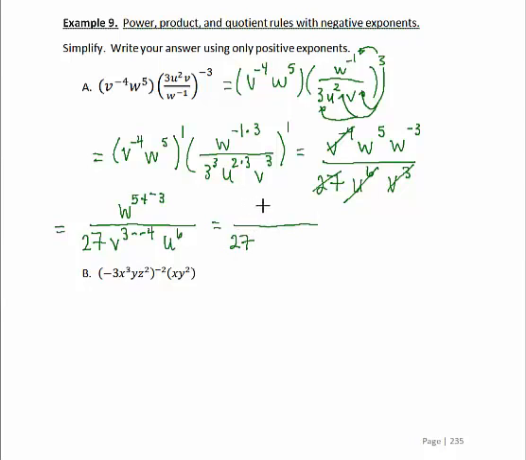So in the end, we get a w squared, a v to the 7th, and a u to the 6th. And for this problem, this example, this would be the end of the road.